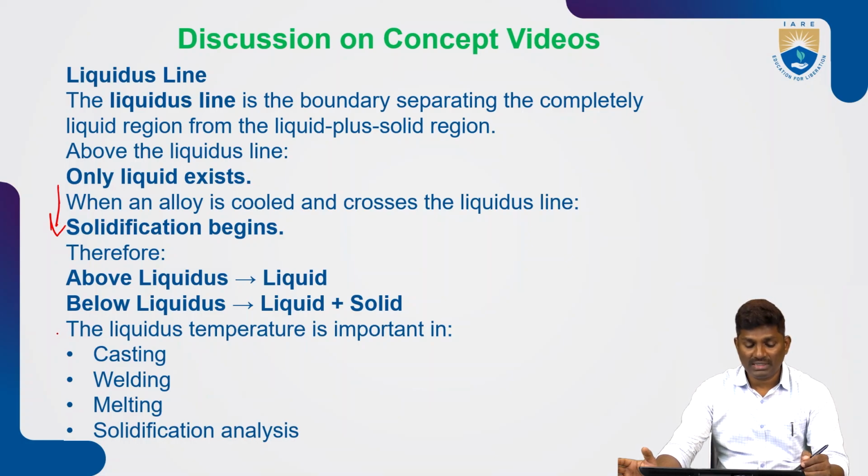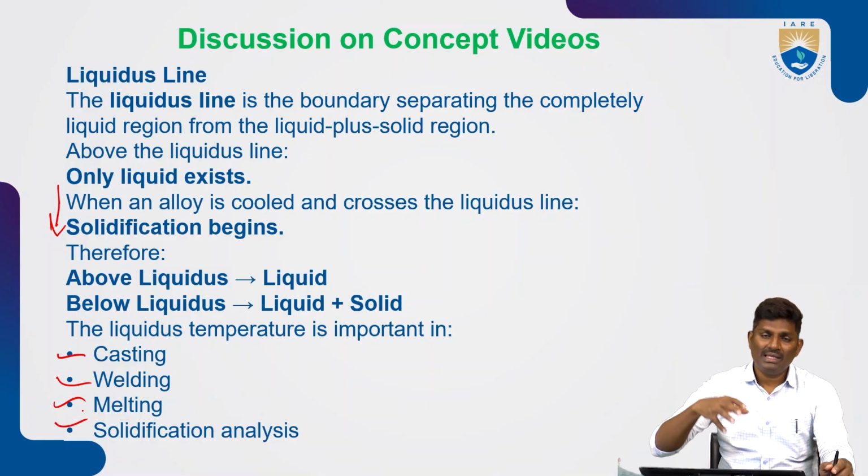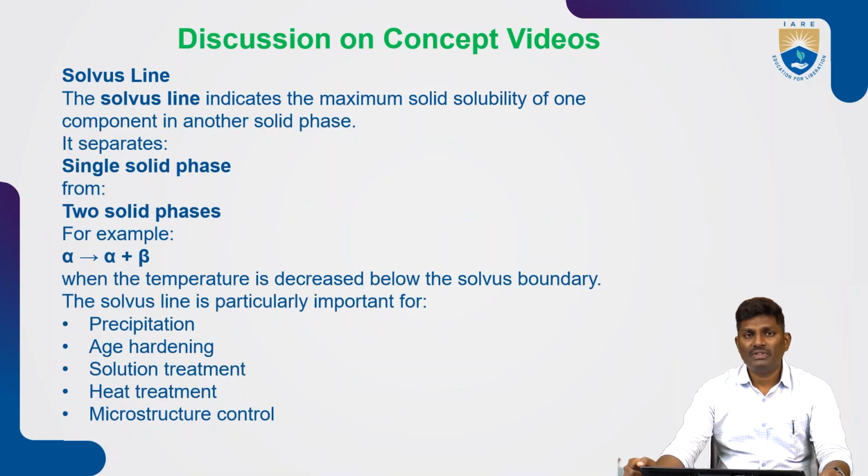Liquidus temperature is important in casting, welding, melting and solidification. All these four categories can be analyzed with the help of the liquidus line. And the solvus line indicates the maximum amount of solid solubility of one component in another phase. After this, though you keep adding, it can't be soluble. That is called the solvus line.